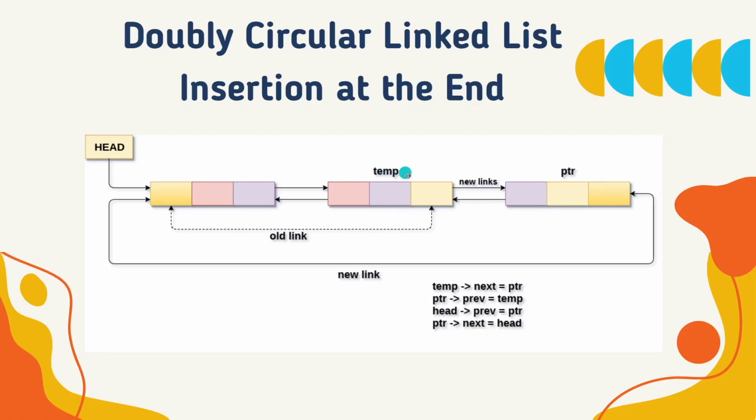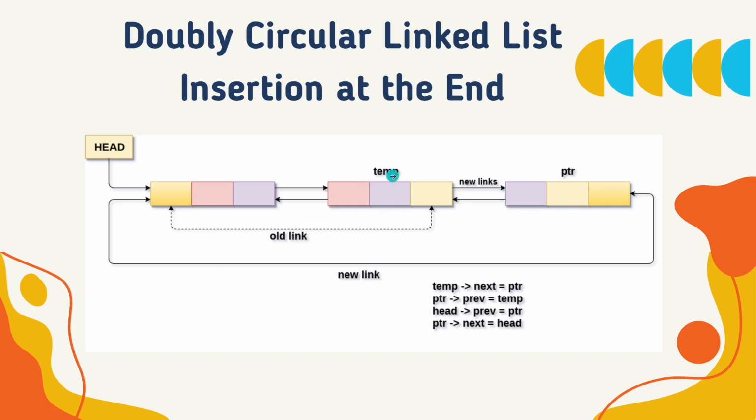Let us imagine that PTR is the new node that has to be added at the last position in the list, and temp is the node that was the last node earlier. Temp's next part actually contains the address of the first node of that list, and alternatively head also contains the address of the first node. So I could either fetch it from here or fetch it from head. That is one thing I should add to PTR's next part, and then PTR's previous should contain the address of temp.